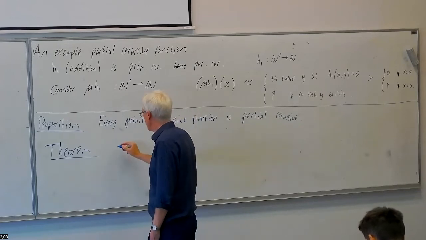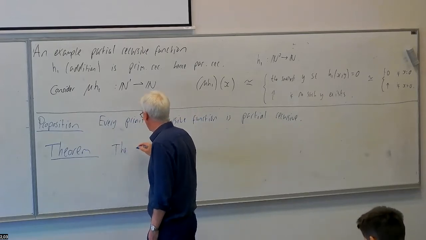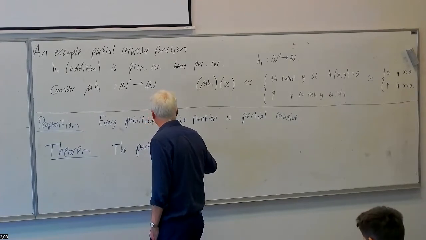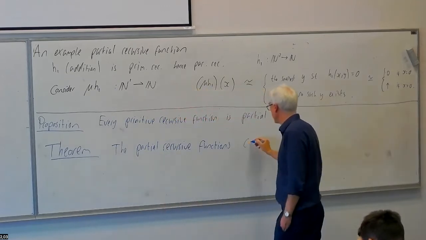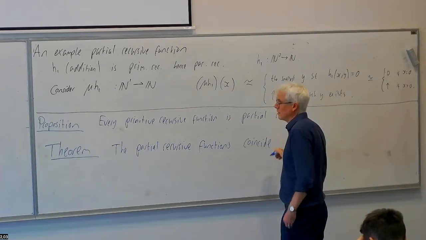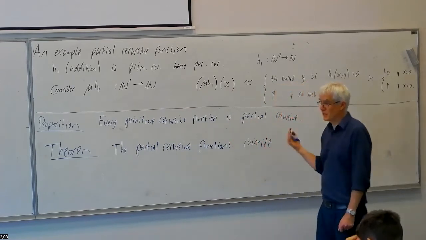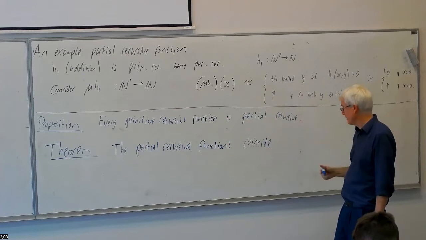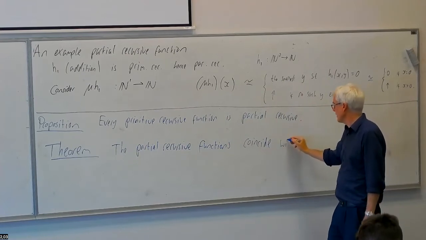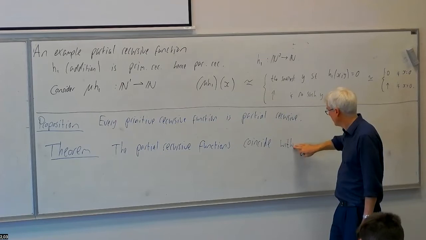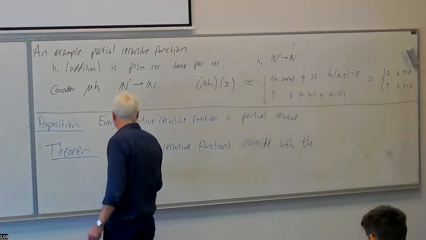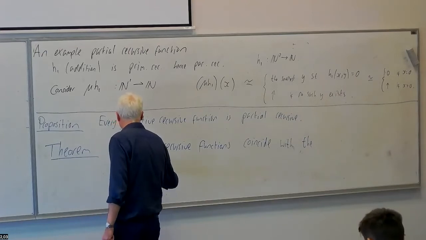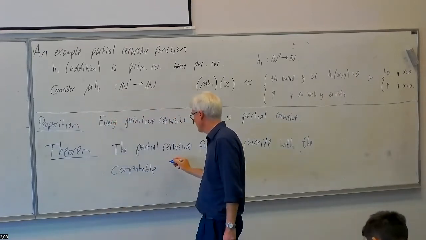So our theorem is the partial recursive functions coincide. So that's defined as the smallest class of partial functions closed under 1 to 4, as in this lecture, coincide with the computable partial functions, defined as in the last lecture using Turing machines.